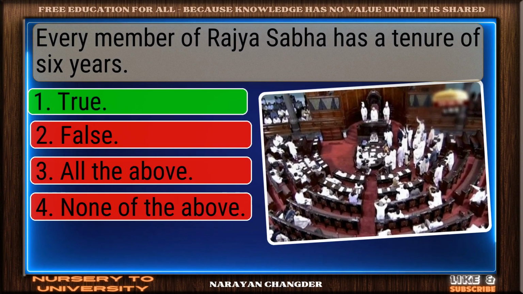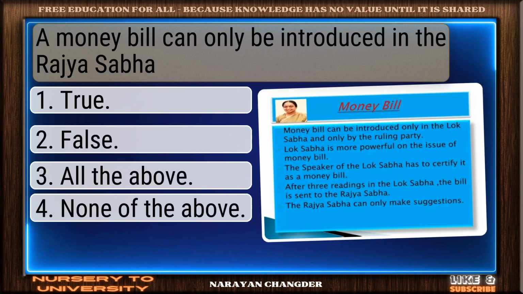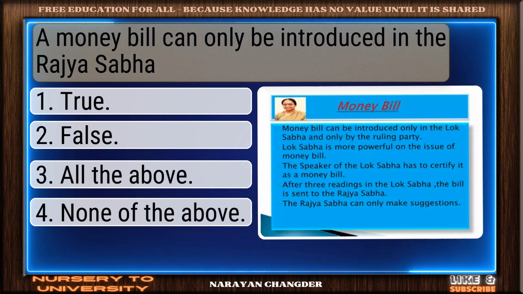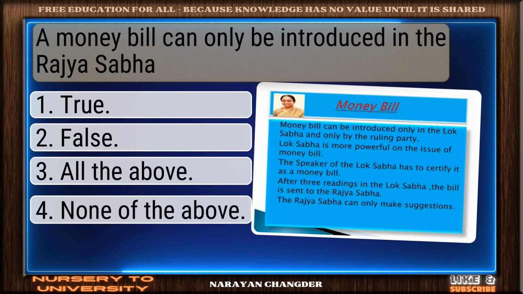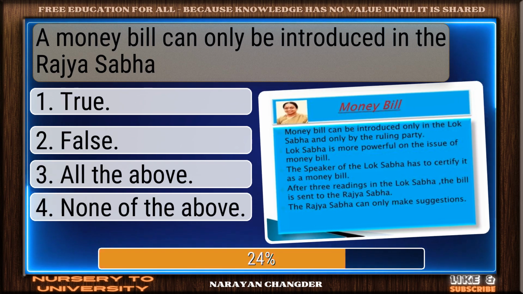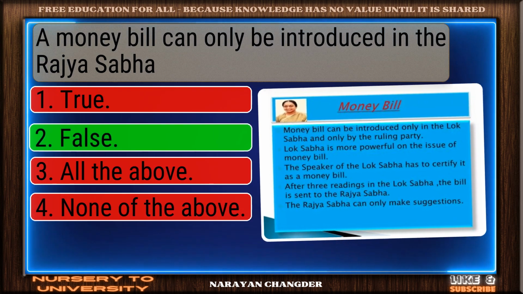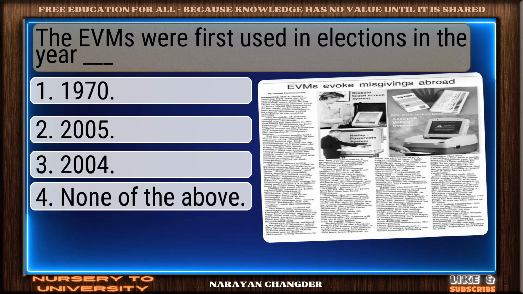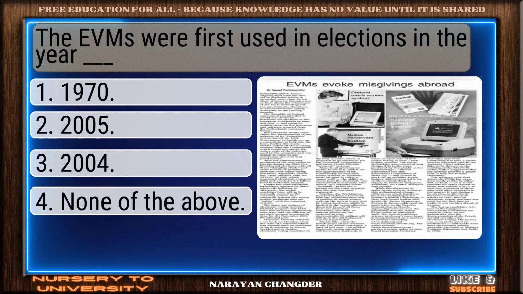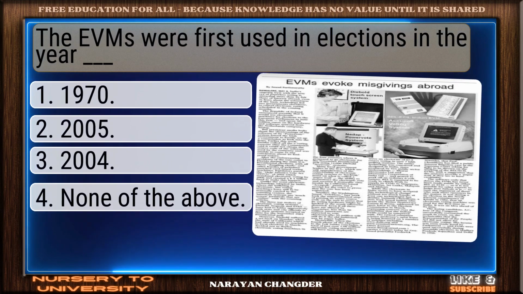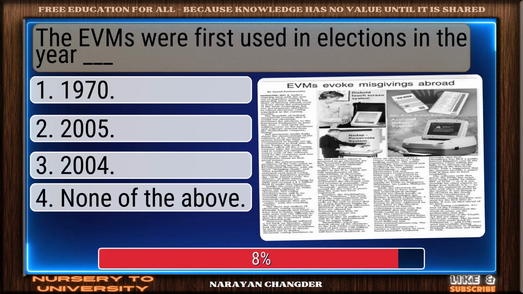Solid response. True is a valid choice. Question number 107. A money bill can only be introduced in the Rajya Sabha. Exactly. False makes sense and it is right choice. Question number 108. The EVMs were first used in elections in the year dash.